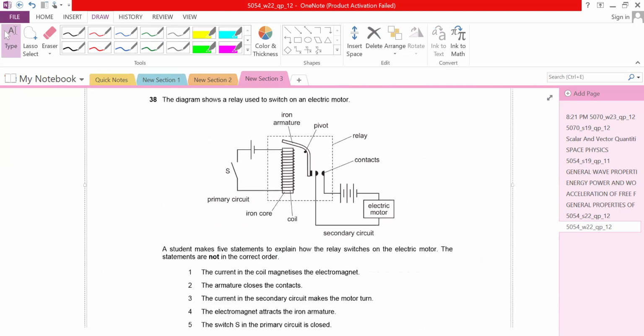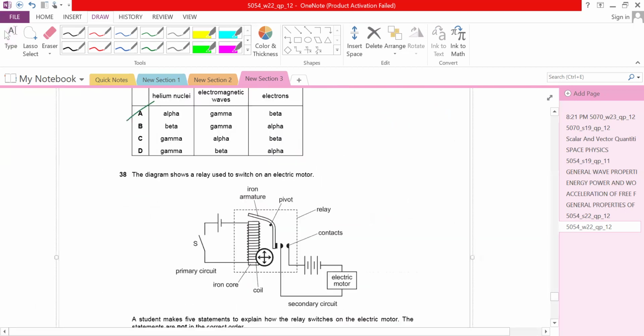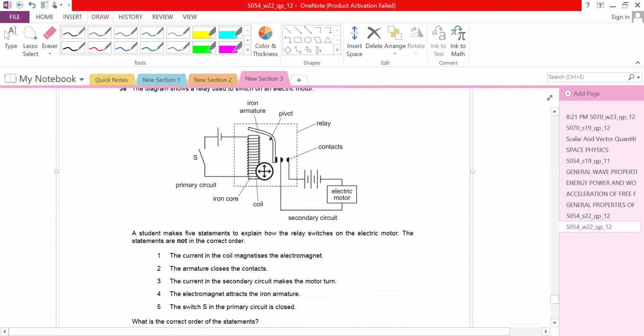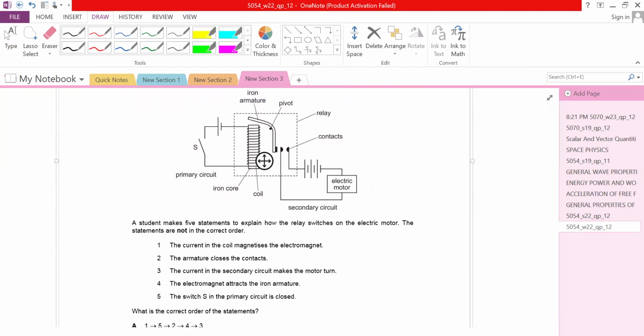Question number 38. The diagram shows a relay used to switch on an electric motor. A student makes 5 statements to explain how the relay switches on the electric motor. The statements are correct, but they are not placed in correct order. Statement 1: the current in the coil magnetizes the electromagnet. Statement 2: the armature closes the contacts. The current in the secondary circuit makes the motor turn.